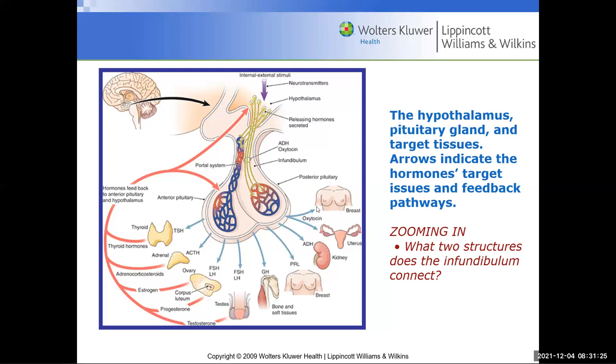Oxytocin, mentioned that as well in terms of uterine contraction, and of course development of the breast. All of these occur at the level of the posterior pituitary, specifically on this side from prolactin all the way up to oxytocin, and then from thyroid stimulating hormone to growth hormone, those are from the anterior pituitary.